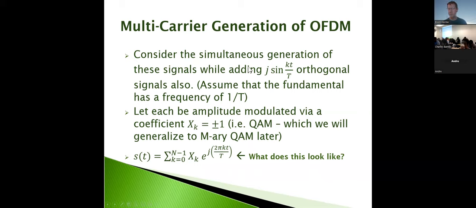So originally I drew cosine signals, but we can also send j sine signals. Think of your quadrature AM type modulation where we had symbols on the real axis, but then we also had symbols on the imaginary axis. And so here we can have cosines and j sines. We can use Euler's formula and use an exponential to represent both of those simultaneously, right? We're going to keep things simple. Assume that the fundamental has a frequency of 1 over T, right?